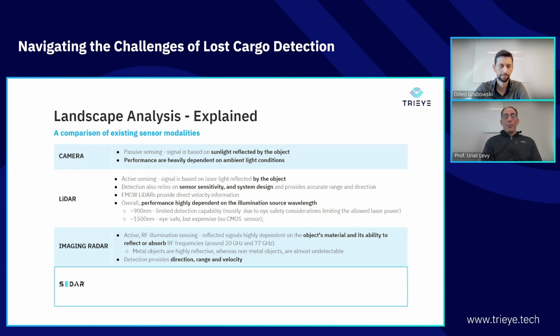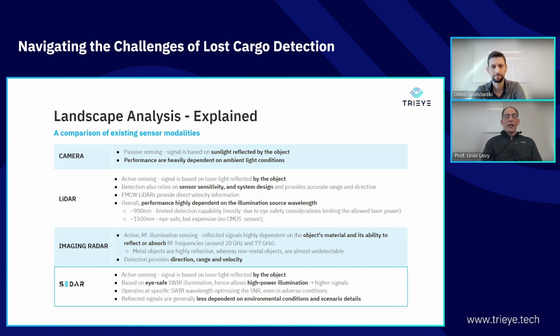For example, metal objects are highly reflective, which is in general good. Sometimes it's actually too much because high reflection may saturate the scene. On the other hand, when we are talking about non-metallic objects, some of these are sometimes almost undetectable due to the very low reflectance. In general, we can say that the detection provides direction, range, and velocity.